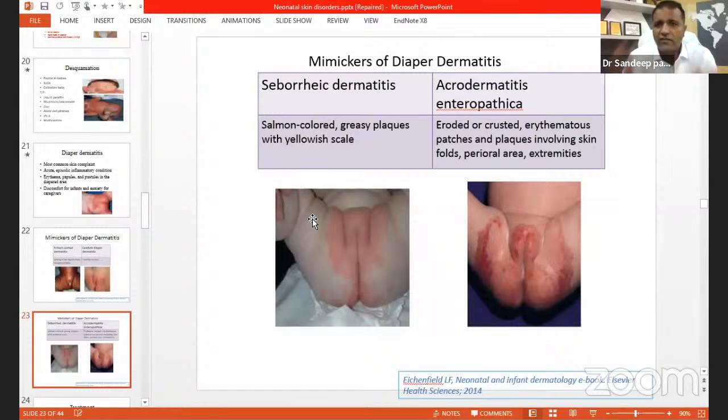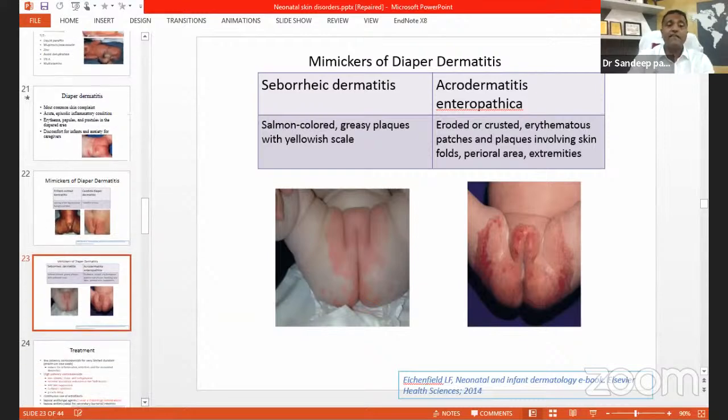And then acrodermatitis enteropathica, where eroded or crusted erythematous patches and plaques involve skin folds, perioral area and extremities with loose motions. If it is there, then it is acrodermatitis enteropathica. Zinc supplementation and local skin care definitely improve this. So diaper dermatitis should be differentiated from these lesions and then should be treated.